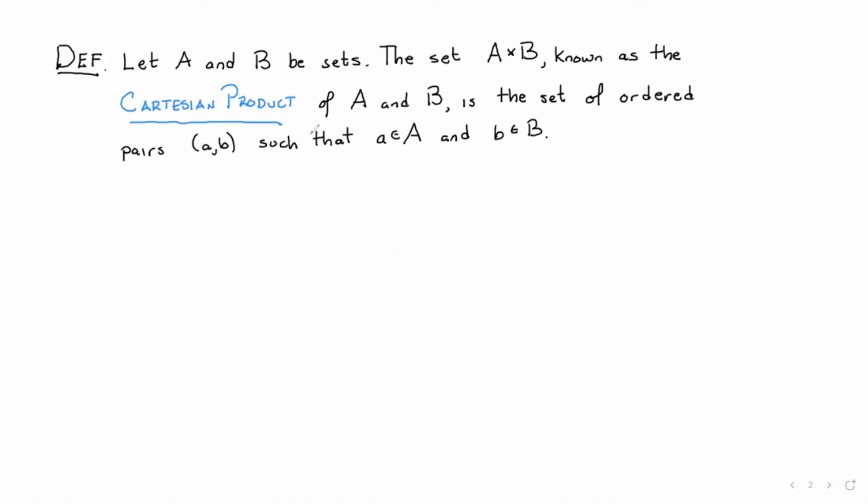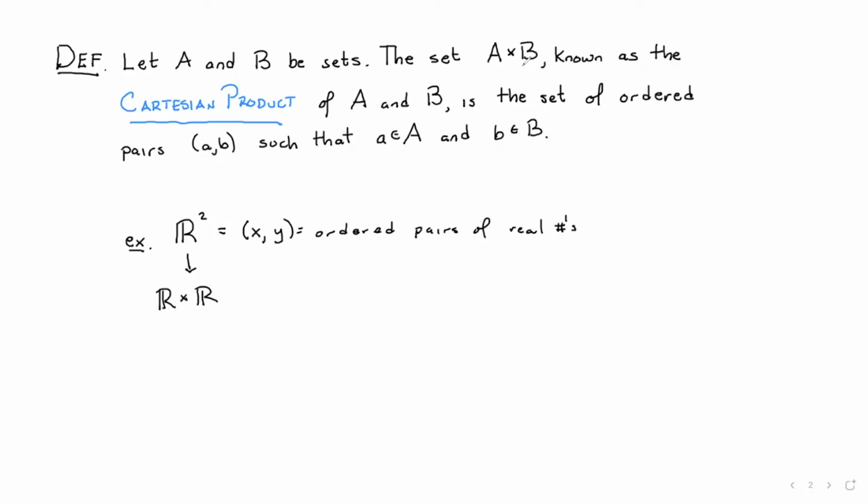So let me define Cartesian product. If A and B are sets, then the set A cross B, known as the Cartesian product of A and B, is just the set of ordered pairs (a, b) such that a is in A and little b is in B. R squared is just like R multiplying itself. And we can see that's the notation for the Cartesian product.